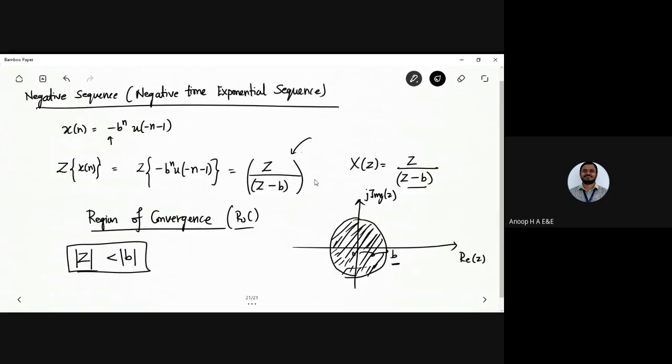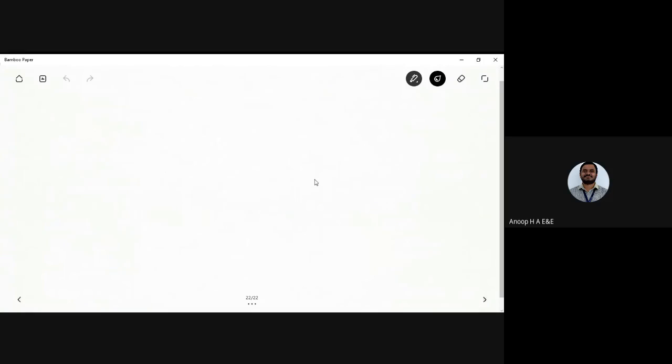So the region of convergence, ROC, for a negative time exponential sequence is mod z less than mod b. That is how you can conclude what the ROC is for a negative time exponential sequence. Now coming to the next one, which is the double-sided sequence.